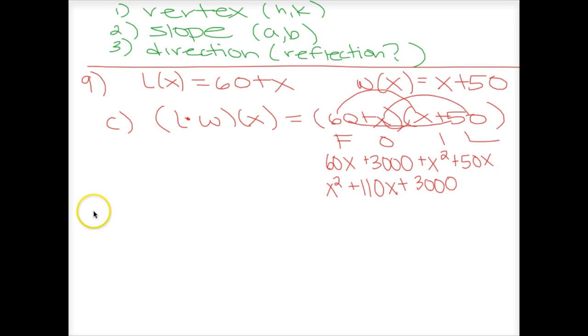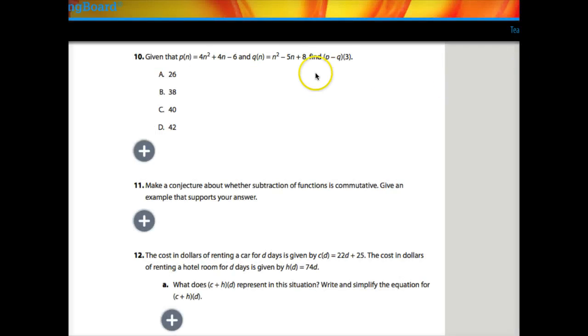Now let's do one more of the simple operations first. So let's look at number 10. I'm actually going to look at it on here. So number 10, given that P of n is 4n squared plus 4n minus 6, and Q of n equals n squared minus 5n plus 8, find P minus Q of 3. So that means first we need to find what P minus Q's function is.